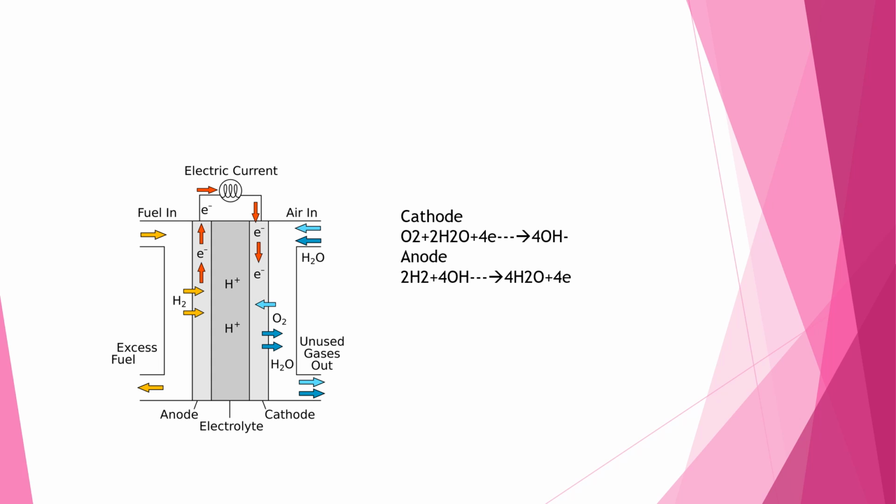Fuel cell. The diagram of the fuel cell is given. At the anode, hydrogen reacts with the OH minus from the electrolyte, giving 4 water and 4 electrons. Those electrons reach the cathode compartment. At the cathode, O2 undergoes reduction with water in the presence of the 4 electrons and forms 4 OH minus. As a result, the electrolyte concentration always remains constant, and as long as hydrogen and oxygen are passed into the fuel cell, it will work continuously.